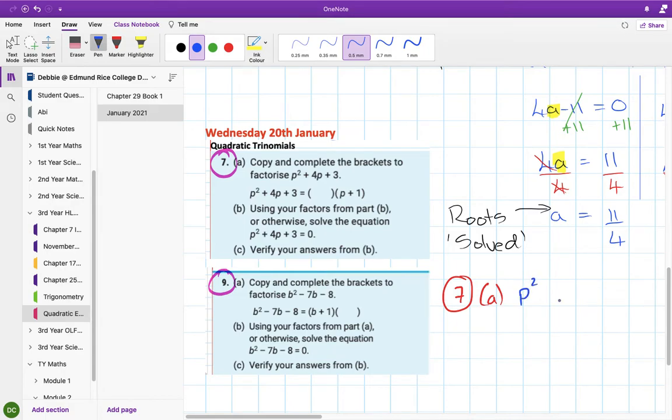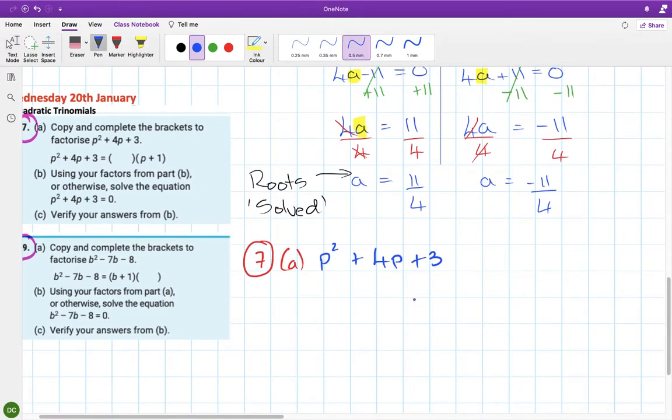So p squared plus 4p plus 3. Right. So it has three terms. It has a squared, a regular letter, and a constant term. So it's definitely a trinomial, which means we use the guide number. We get the guide number by using the number here in front of p. When there is no number in front of p, we put in a 1. And we also use the constant number at the end. So we multiply both of those together, 1 by 3, and we get a guide number of 3.